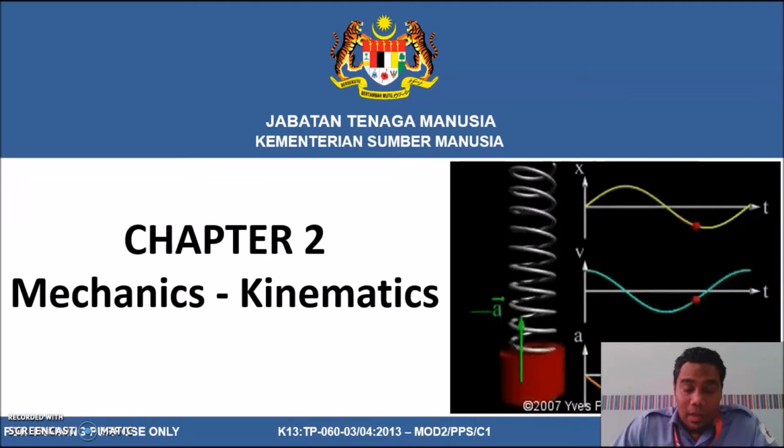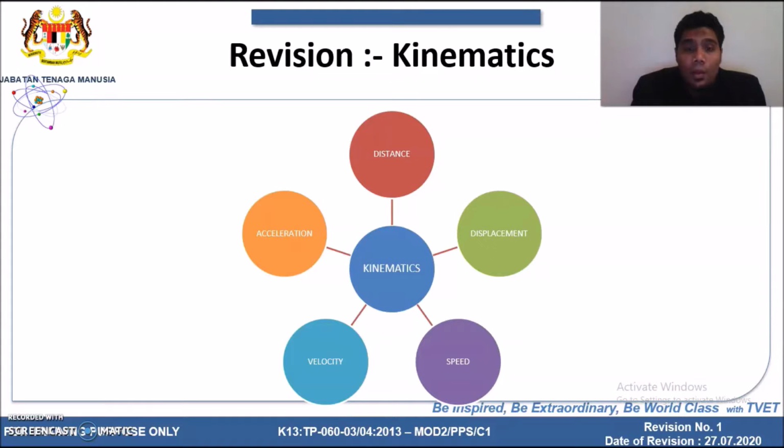AMT1121. Okay, right now we are covering chapter 2 mechanics, subtopic kinematics. Before we move to our new session today, let's take a while to revise what we have learned in the last session in kinematics. So previously we studied 5 physics quantities, that is distance, displacement, speed, velocity and acceleration.